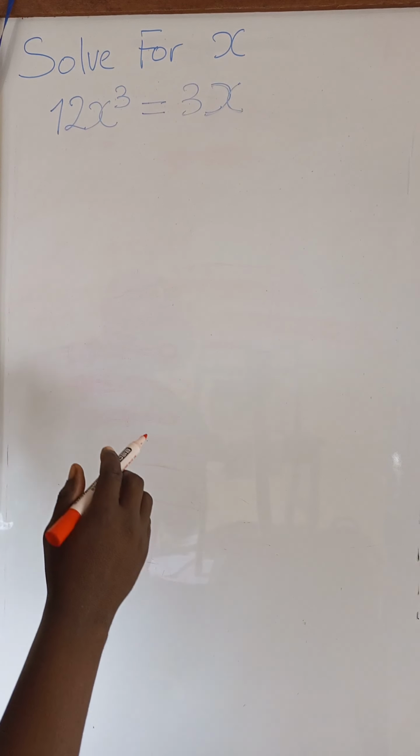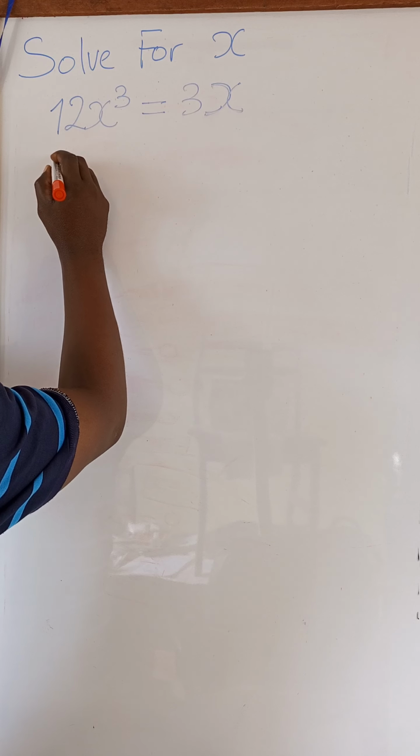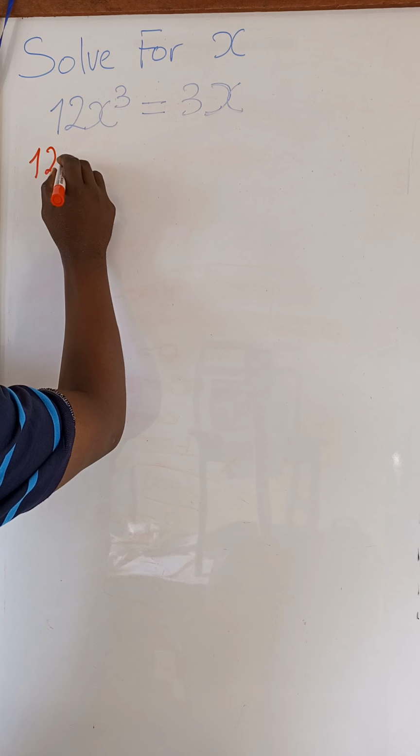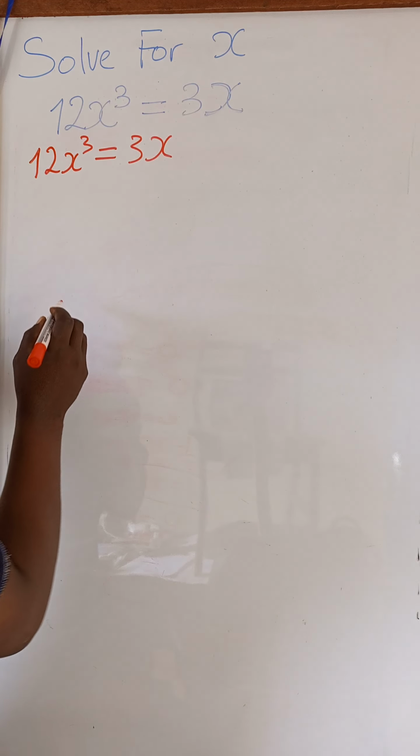Hi, to solve the equation 12x cubed is equal to 3x. Let's write it again. 12x cubed is equal to 3x.